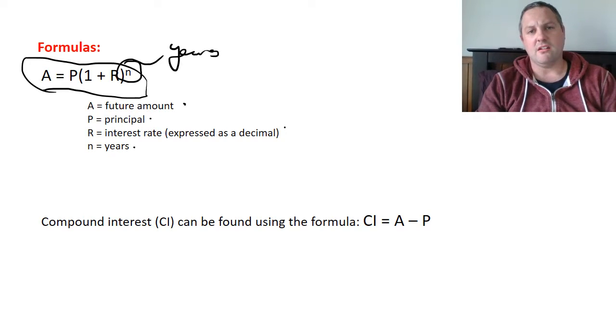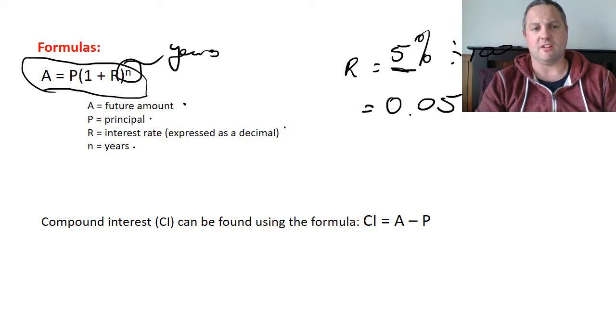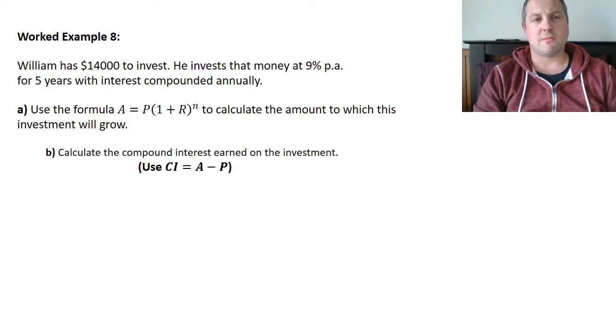However, with R, you might have 5%, for example. What you need to do is divide it by 100, and that's going to create a decimal looking like that. This is what your R is going to be now, not the 5%. To work out your compound interest, you're going to take your principal away from your A, which is your future amount.